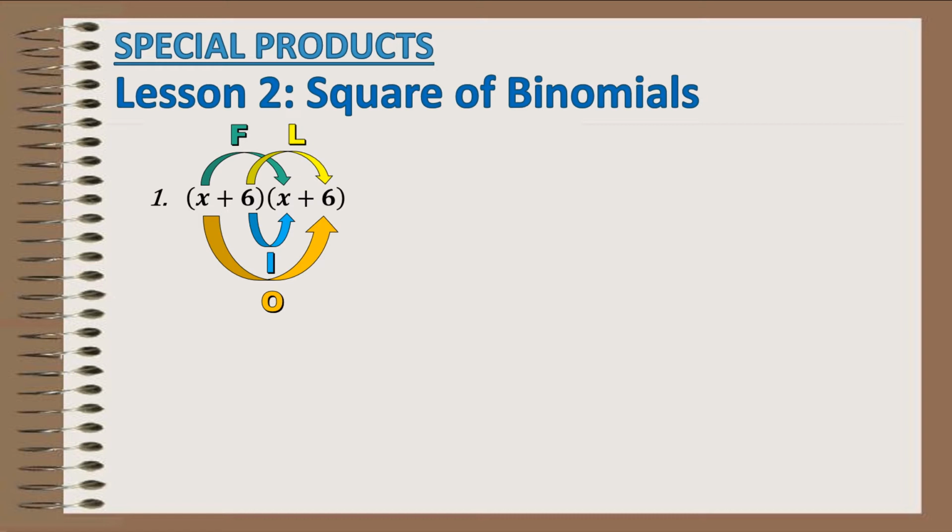Let us take a look at the given example. The quantity of x plus 6 times x plus 6. This is an example of square of binomials. Now, using your FOIL method, we can come up with the answer, which is equal to x squared plus 12x plus 36, a perfect square trinomial. Take a look at this.